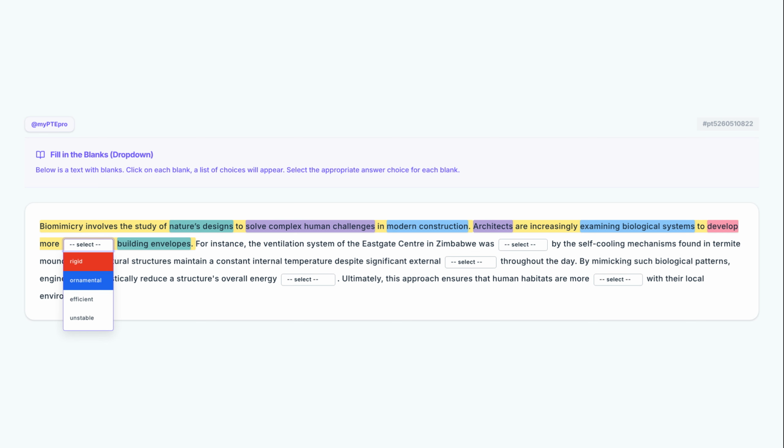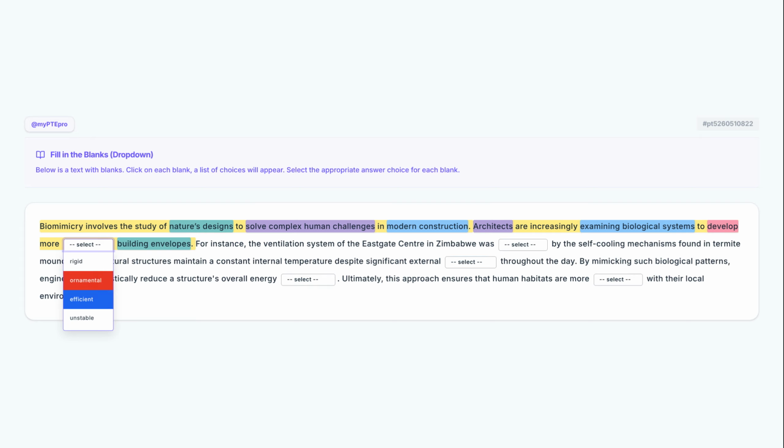Ornamental. Using ornamental suggests that the biological influence is merely for decoration. However, the passage emphasizes using nature's designs to solve complex human challenges, implying a focus on performance and utility over aesthetics. Incorrect.